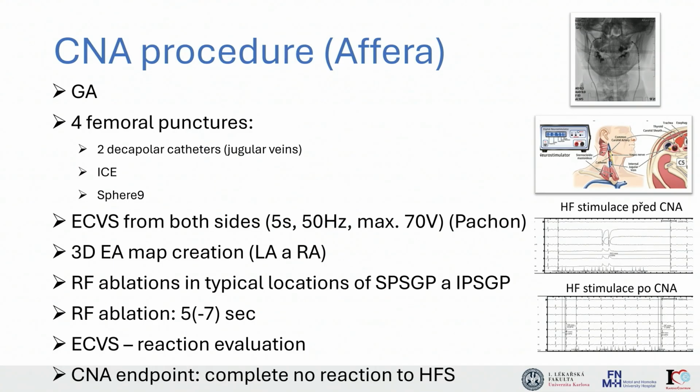Then we do left atrium and right atrium maps with the Sphere-9 catheter. And we are doing an anatomical approach for ablation. So we are trying to cover typical lesions for the superior paraseptal ganglionated plexi and inferior paraseptal ganglionated plexi. The RF lesion we normally use is 5 seconds. We are trying maybe to do a longer lesion with 7 seconds.